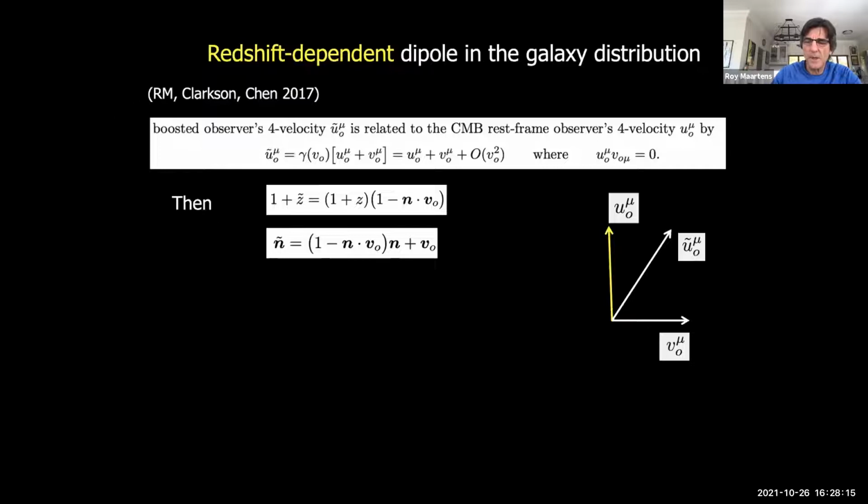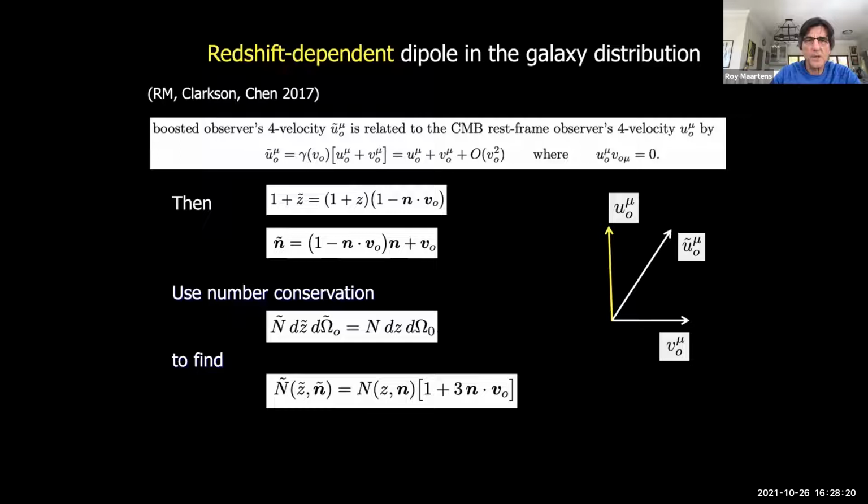Then if we use number conservation, and I'm talking about observed numbers here, I'm not using coordinates yet, so this is still covariant. The observed number per redshift per solid angle in the tilde frame is the same as the observed number per redshift per solid angle times the volume element. So the total number is conserved. And then we find that the number per redshift per solid angle in the boosted frame is related to the unboosted frame by this simple looking factor.